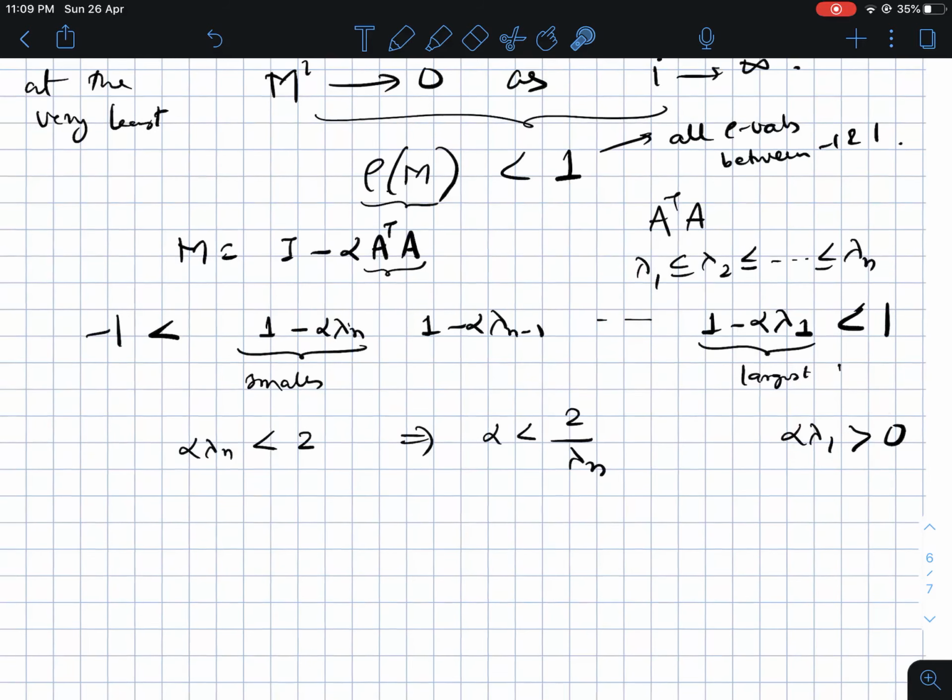Right, so anyway, this will also be satisfied. This will be trivially satisfied. I don't have to worry about that. So this is the only one that I have to ensure. This is directly putting a bound on the step size, the learning rate, telling you that it must be less than 2 by lambda n.